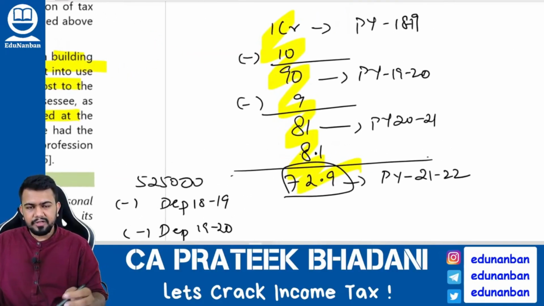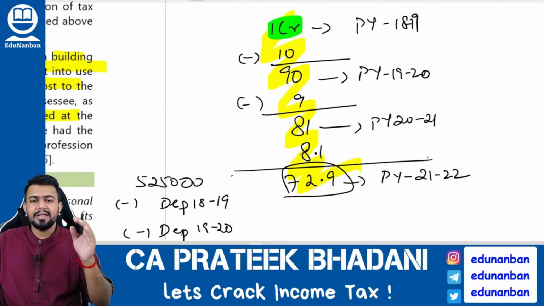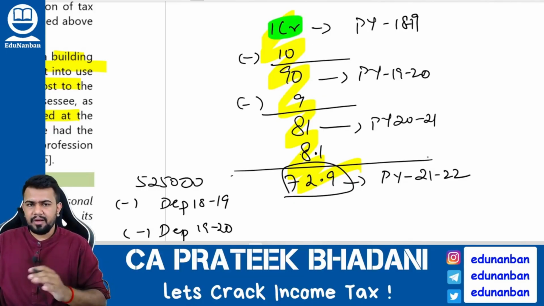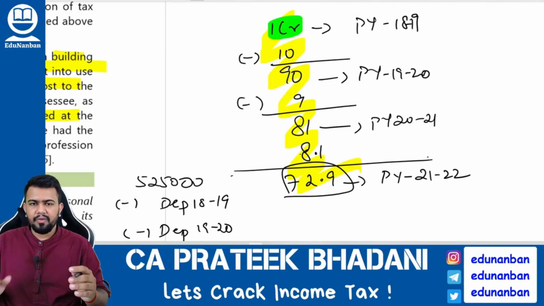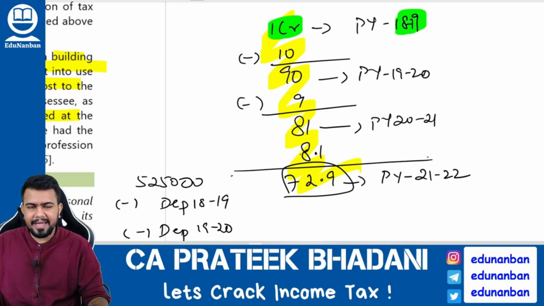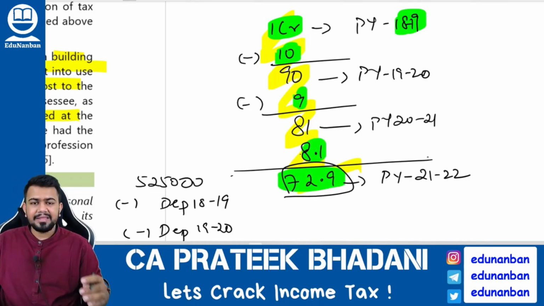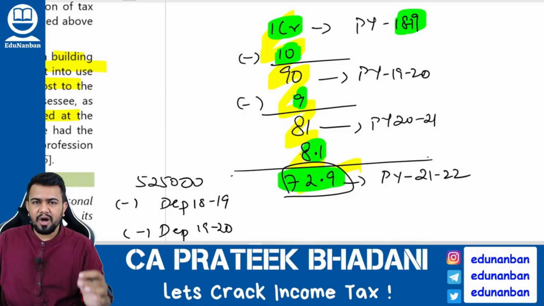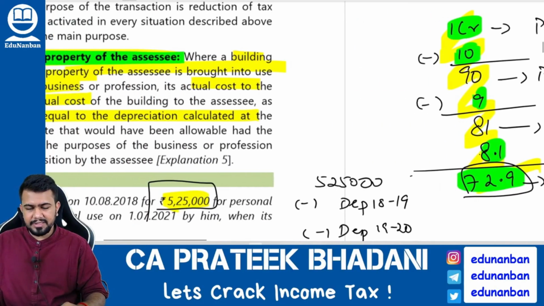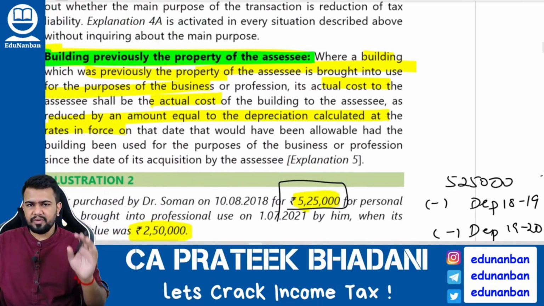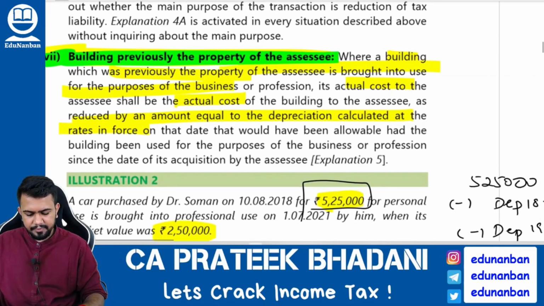Answer is, the cost of the building will be the cost to purchase the building minus the depreciation that would have been allowed otherwise. So what I will do, if I had purchased the building in 18-19, then reduce the depreciation for 18-19, 19-20 and 20-21. Then what is the balance amount? That is 72.9. This only will be considered as the cost of the building in my business in previous year 21-22. You get my point?